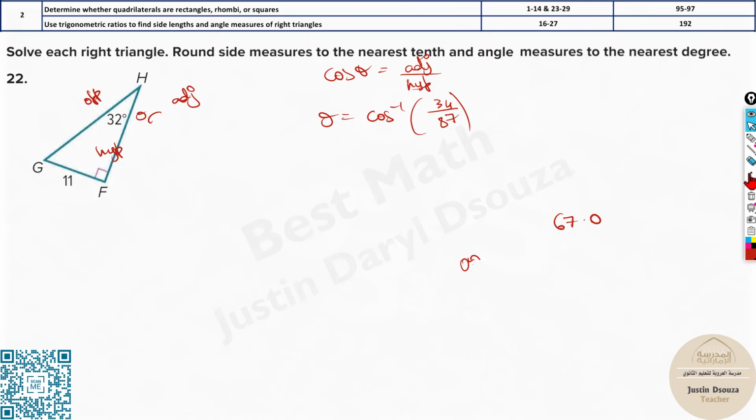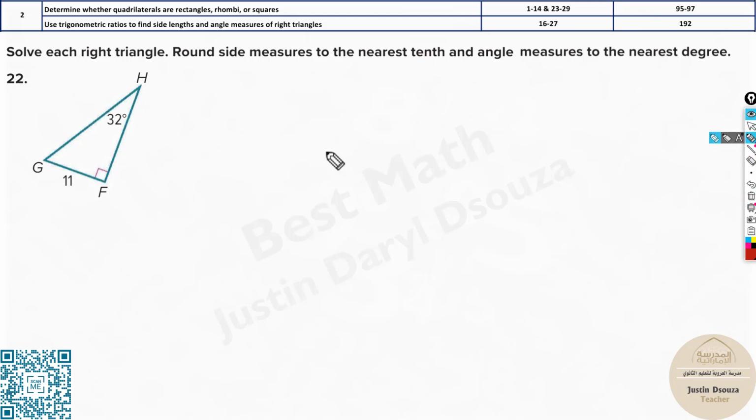So that's the answer. And now over here they have told us to solve all, round the sides. Okay, everything. We need to solve each right triangle. That means you need to solve all the angles and the sides. Now the angles are pretty simple. If this is 90, this is 32. And over here, that will be 58 degrees.